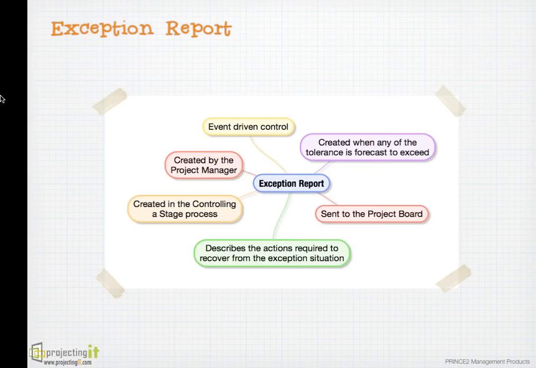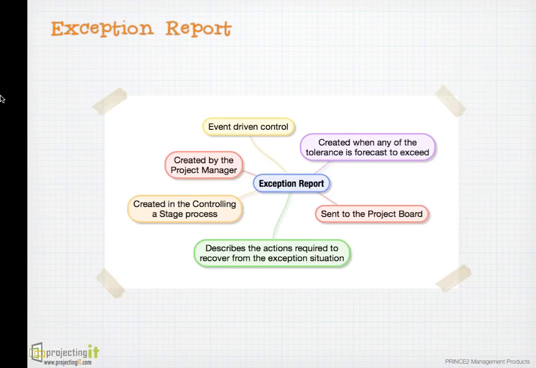Exception report is another event-driven control created by the project manager. It is created when any of the six project tolerances is forecast to exceed. If you recall, these six tolerance areas are scope, time, cost, quality, risk, and benefits. If any of them is threatened to exceed, the project manager prepares an exception report, which indicates what the problem is, what has caused the problem, what the recommendations are to solve the problem, and what has been learned. It tells the situation and it helps the board to make a decision about the situation.